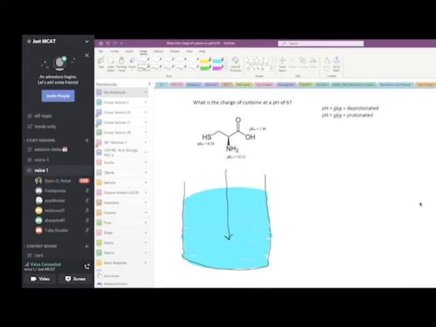Now, we're going to add this cysteine into this beaker, and maybe I'll put C for the cysteine as a single substrate or single molecule. And first, we're going to define what pH is, and we're going to define what pKa is. And this seems kind of obscure for a lot of people.